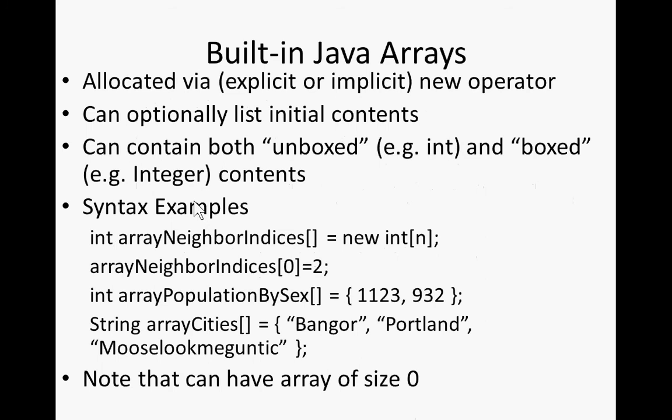Array of cities: Bangor, Portland, and Mosul. So we saw something like this before. Remember that? You can have an array of size 0. It just doesn't contain anything. That's different than having a null. It's an array that happens to be empty. Okay, so what does this look like?